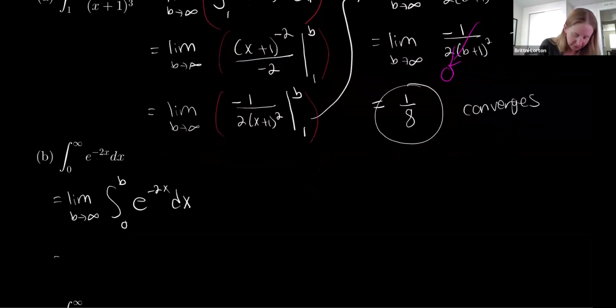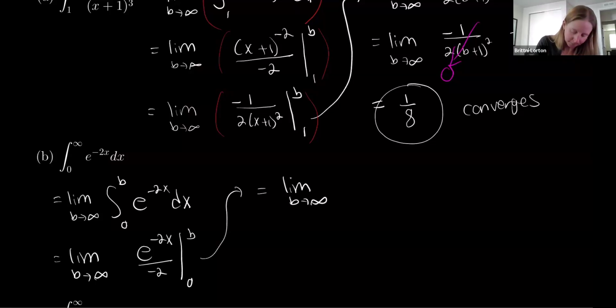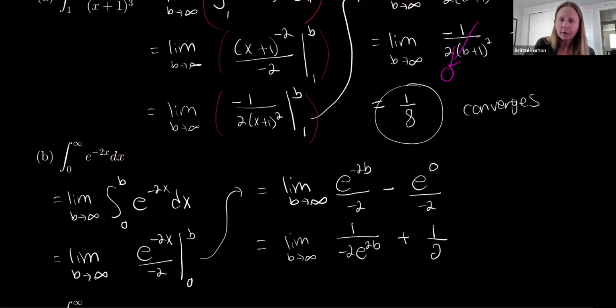Then I can do the antiderivative. This becomes the limit as b goes to infinity. The antiderivative of e to the negative 2x is e to the negative 2x divided by negative 2. Don't forget your limit notation along the way. The limit as b goes to infinity. E to the negative 2b divided by negative 2 minus e to the negative 2 times 0 over negative 2. And now I'm going to simplify. I simplified it in a different order than before. That's okay. 1 over negative 2e to the positive 2b. Negative exponents brought down to the bottom. 2 negatives cancel. E to the 0 is 1.